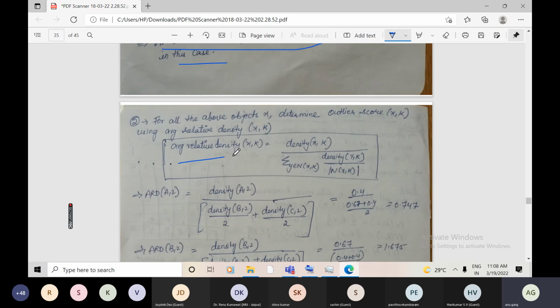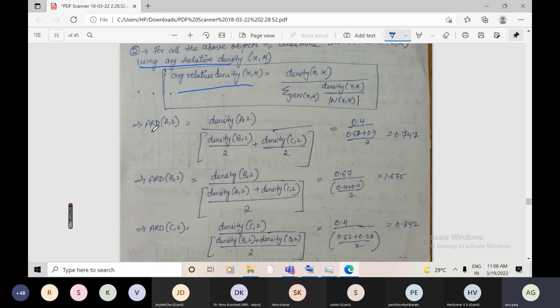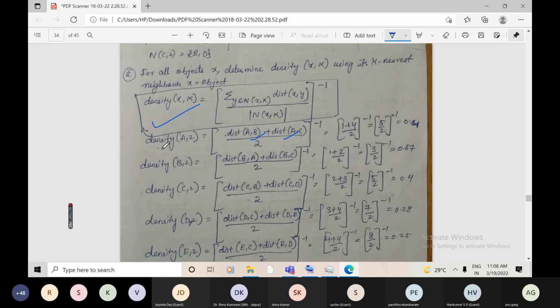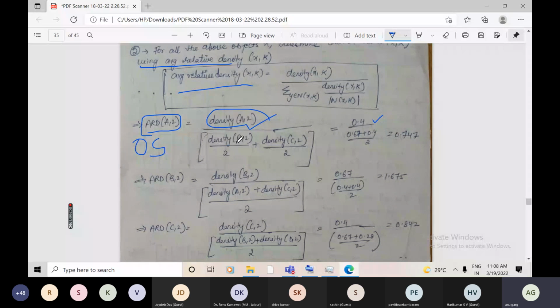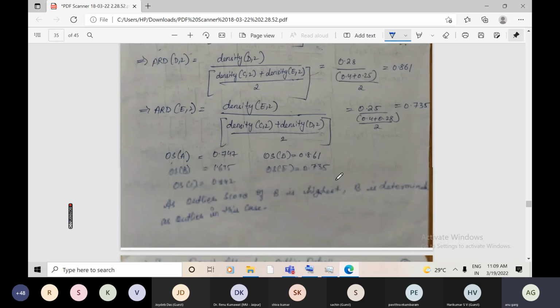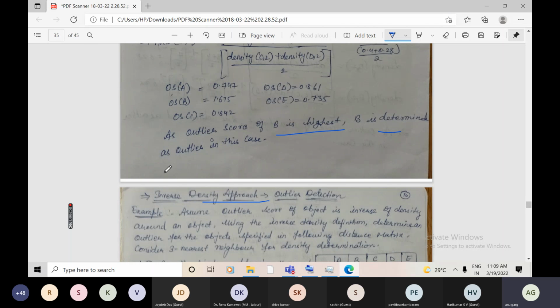Next is average relative density. If they have asked you to use average relative density, this is the formula. If you want to find the average relative density for point A comma 2, this is again the outlier score we are trying to find. It is density of A comma 2 divided by the density of B comma 2, by 2. Density of A comma 2 will be this, 0.4, and then density of B comma 2, density of C comma 2. This is the average relative density formula. Here also, whichever value comes out highest is termed your outlier.